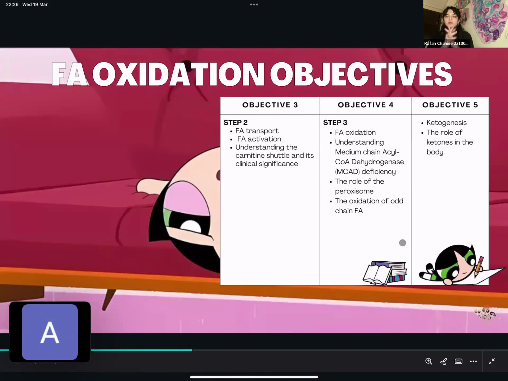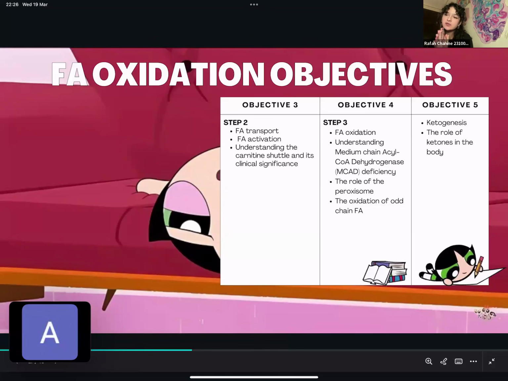Now, we're done with objective number 2. We're moving on to objective number 3. But before that, is there anything that I need to repeat or clarify before we move on? I'm assuming no. Okay. So we're moving on to objective 3.